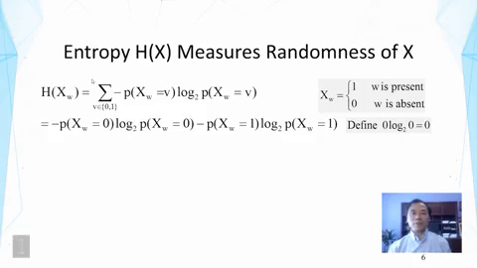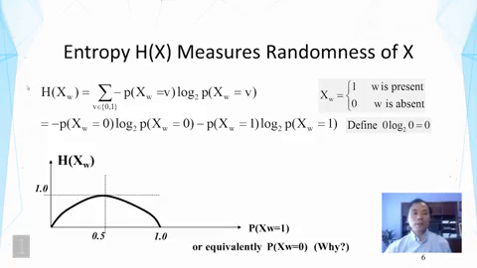So this is the entropy function. This function would give a different value for different distributions of this random variable, and it clearly depends on the probability that the random variable takes a value of 1 or 0. If we plot this function against the probability that the random variable is equal to 1, the function looks like this.